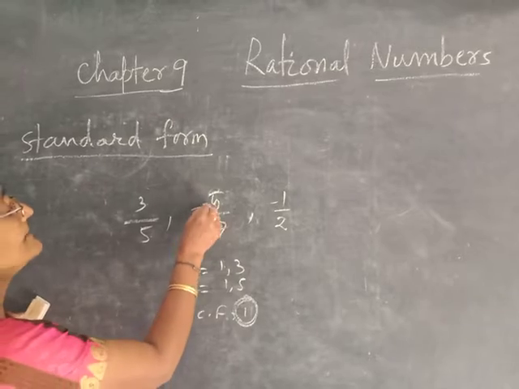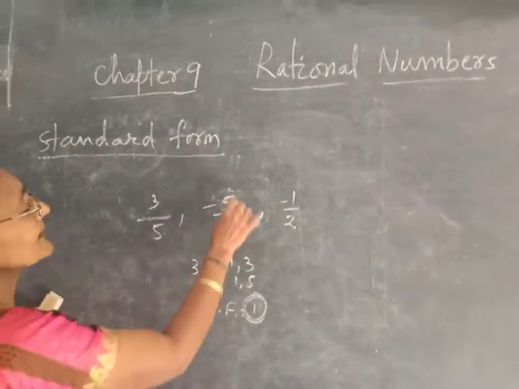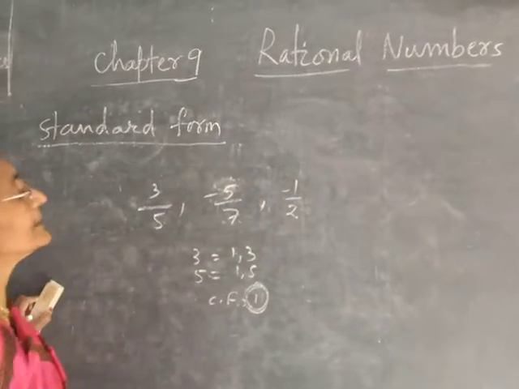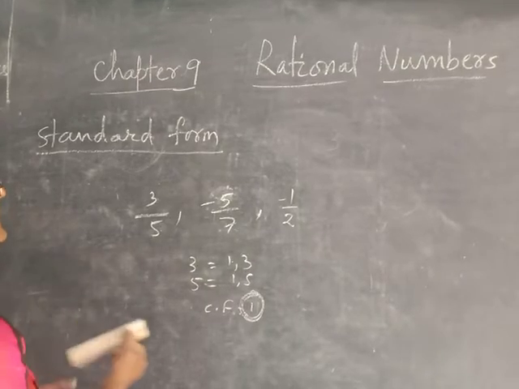Here also like that. Minus 5/7, the negative sign is there, but you don't see the negative sign. You see that the common factor is also 1 only. That's why these type of rational numbers are called standard form.